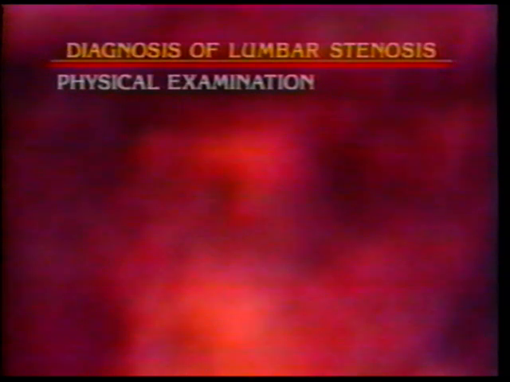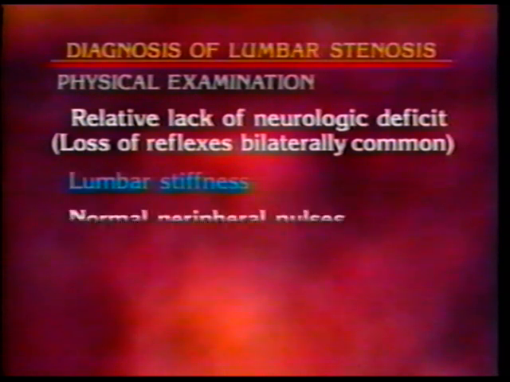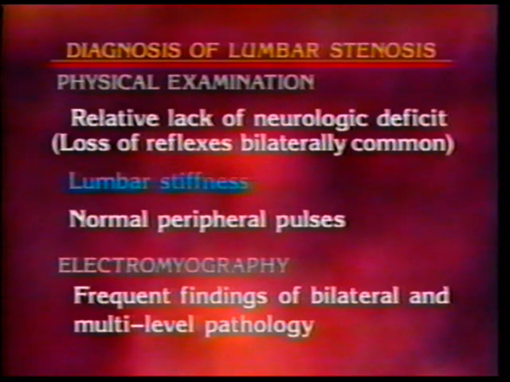On physical examination, the patient with stenosis, you will see a relative lack of neurologic deficit, except that loss of reflexes, particularly the ankle reflexes, is quite common bilaterally. They usually have a very stiff lumbar spine, and they have normal peripheral pulses. This is to help you distinguish it between that and true claudication of the patient with peripheral vascular disease. Electromyography may not be that helpful in finally giving you the diagnosis, but if you're going to use it, you will usually find bilateral and multi-level pathology with denervation in multiple levels rather than a single level, which would be more consistent with acute lumbar disc herniation and not with stenosis.